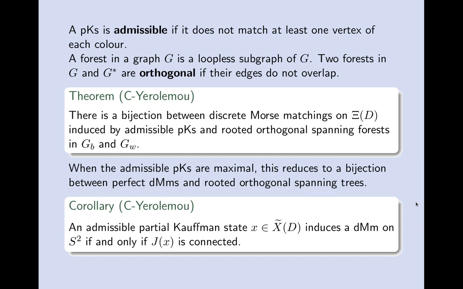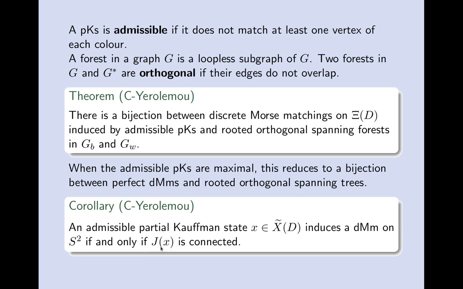Even more, using this, we can give a sort of really simple criterion in terms of Jordan resolutions for when a given admissible partial Kauffman state induces a discrete Morse matching on psi of D on the two sphere. This happens if and only if the Jordan resolution is connected.